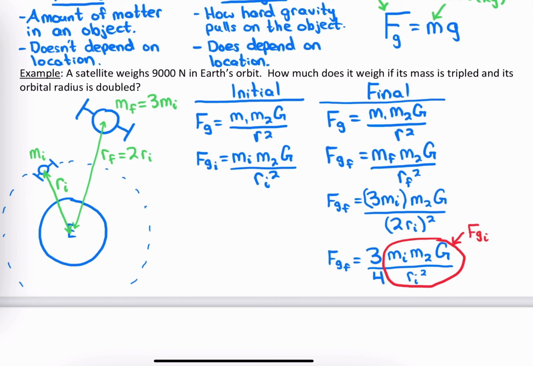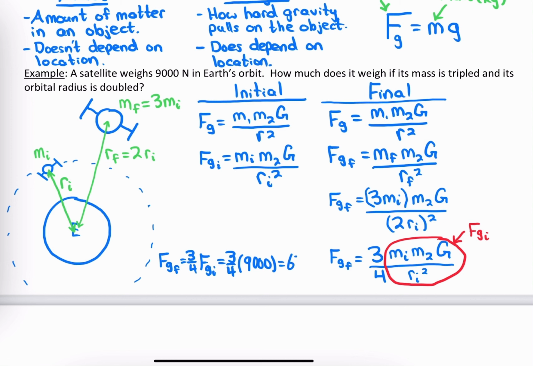So let's just kind of move over to the side here, get a bit more room. So my new weight, Fg final, is 3/4 times my old weight, Fg initial, which is going to be 3/4 times, my old weight was 9,000 newtons. So that gives me 6,750.